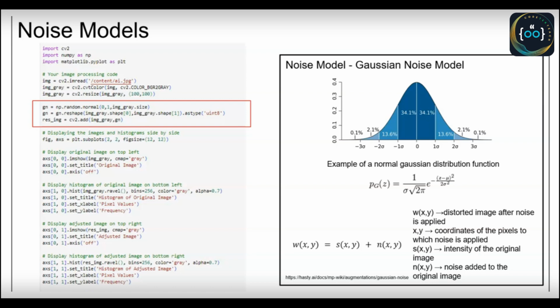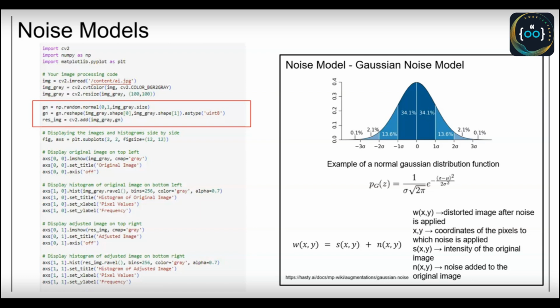In this case, it is generating samples which equals the total number of pixels in the grayscale image from a normal distribution with a mean of 0 and a standard deviation of 1. Each sample represents noise for a single pixel. The second line helps to reshape the one-dimensional Gaussian noise array GN into the same shape as the image img_gray. So if img_gray is a 100 by 100 pixel image, GN will become a 100 by 100 matrix, where each element represents noise for a corresponding pixel in img_gray.